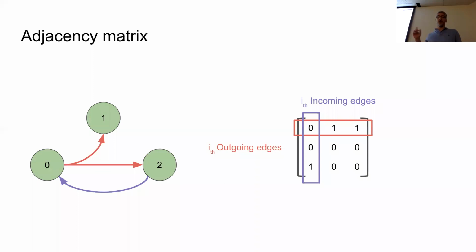Here's the same example just highlighted for the node with ID 0, which is mapped to row 0 and column 0. The row itself captures the outgoing edges. So node 0 is connected with an edge to nodes 1 and 2, and we can see the relevant entries are set in there. And for the incoming edges, in this case, node 2 is connected to node 0, we can see that information captured on column 0.